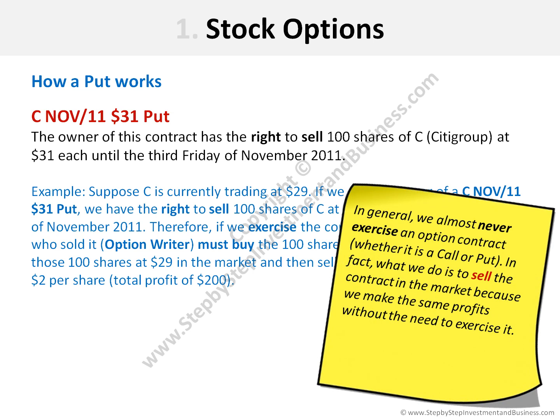In general, we almost never exercise an option contract, whether it is a call or put. In fact, what we do is to sell the contract in the market because we make the same profits without the need to exercise it.